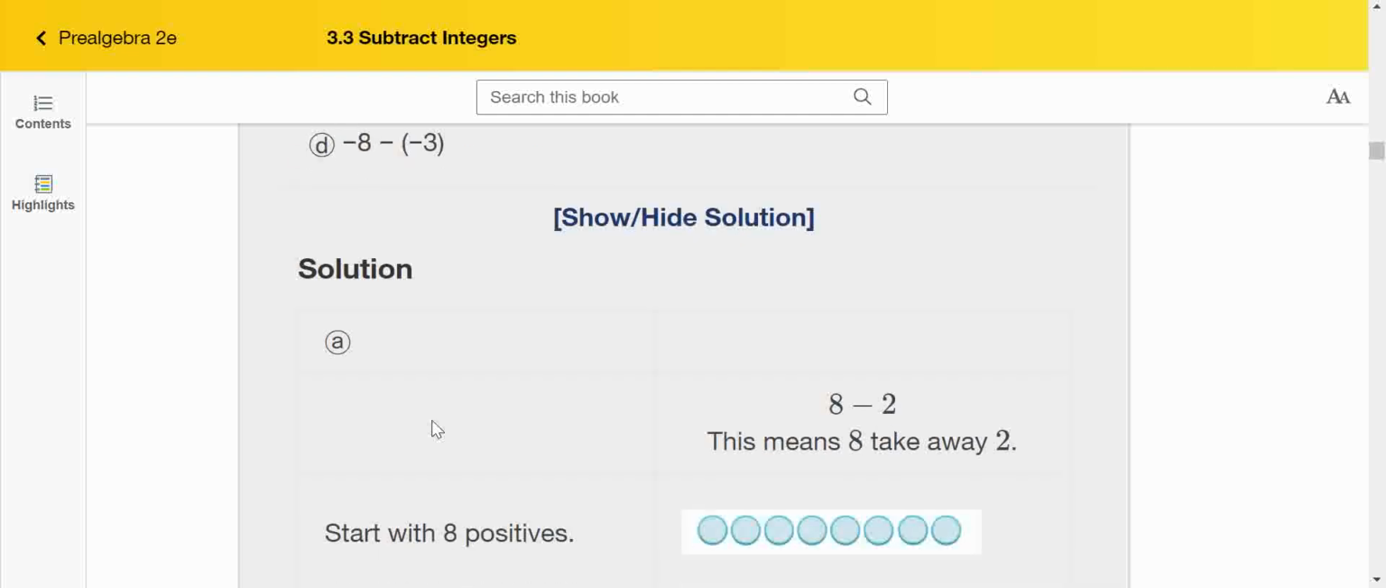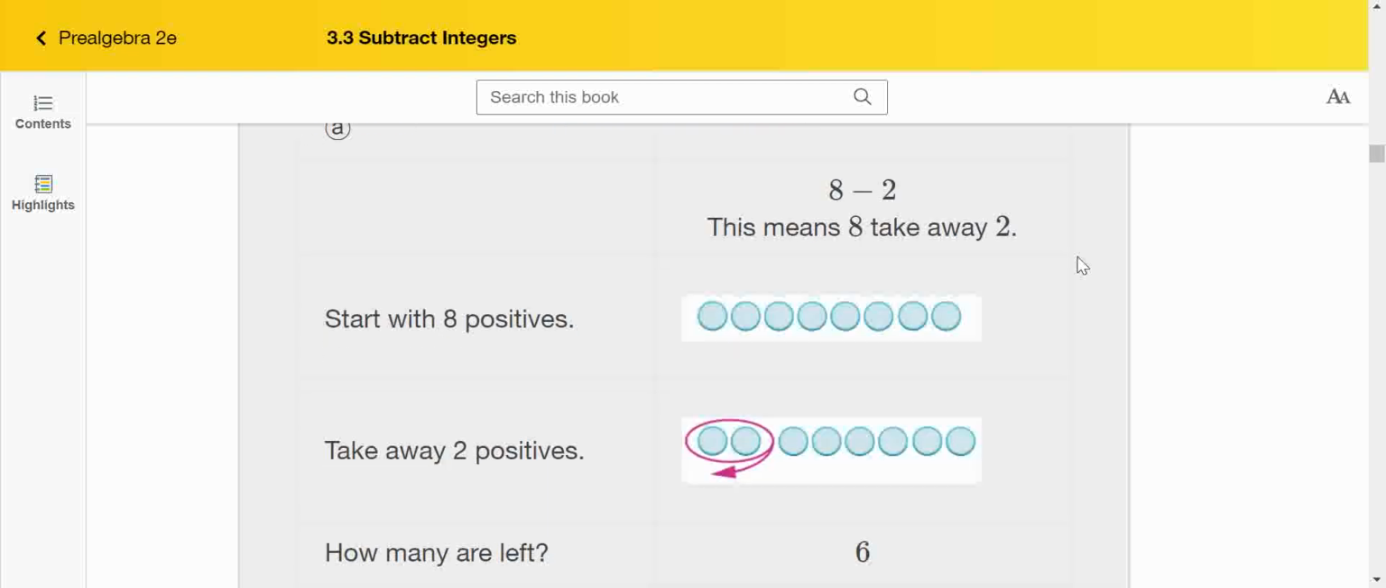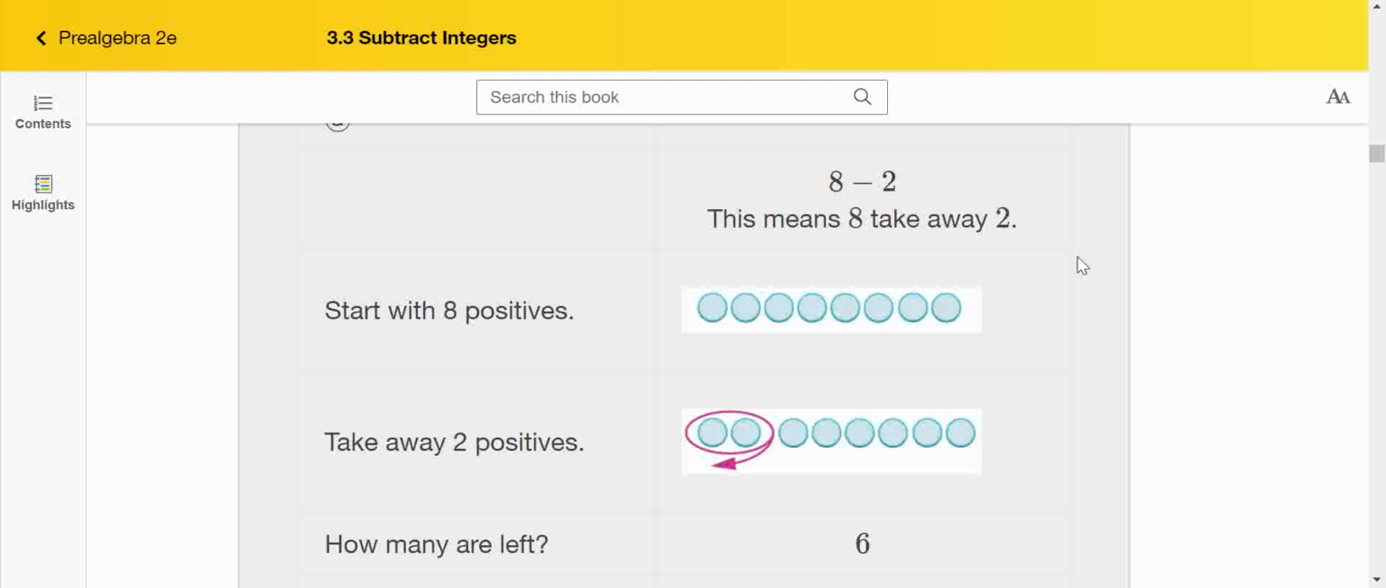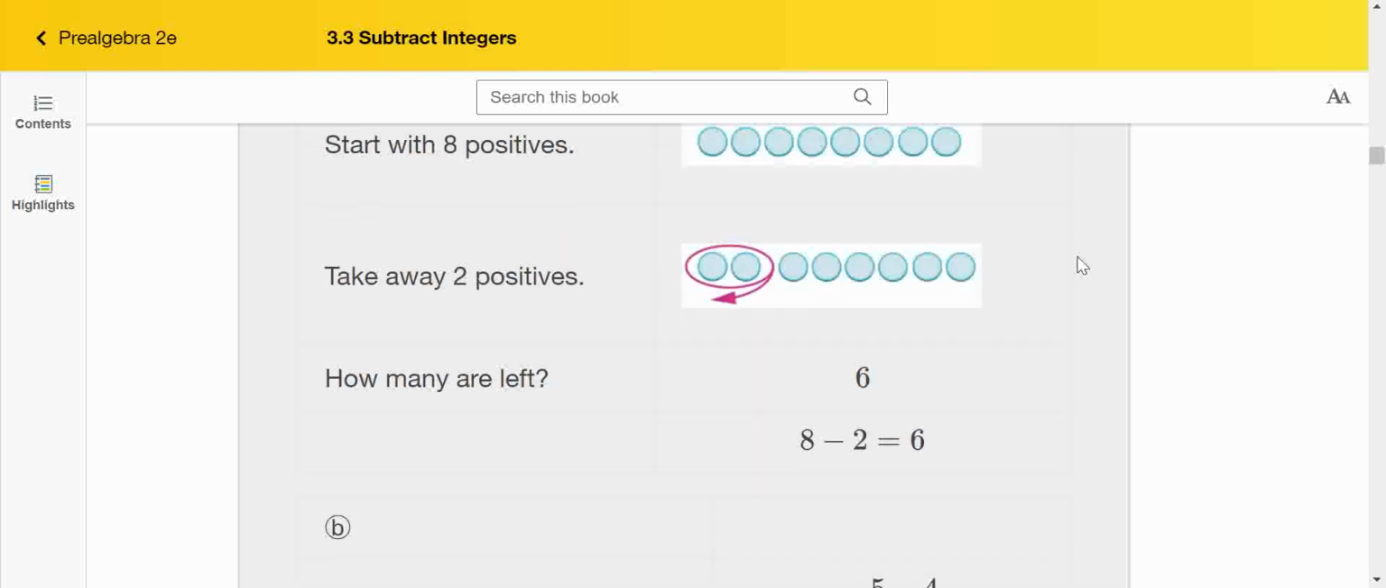And let's go observe the solution. 8 minus 2, this means 8 take away 2. So we start with 8 positives. Then we take away 2 positives. And how many are left? 6.